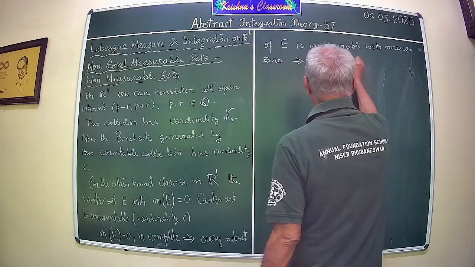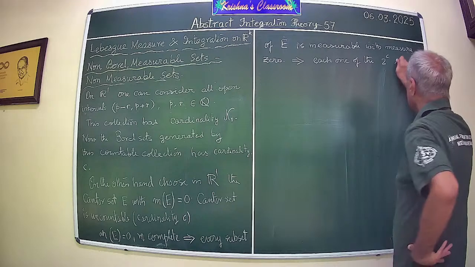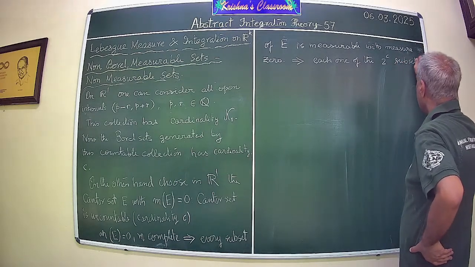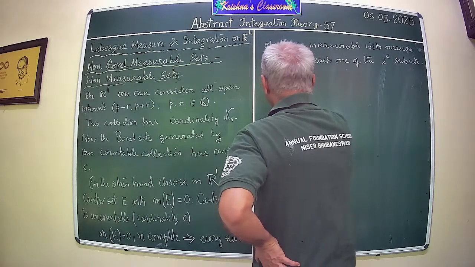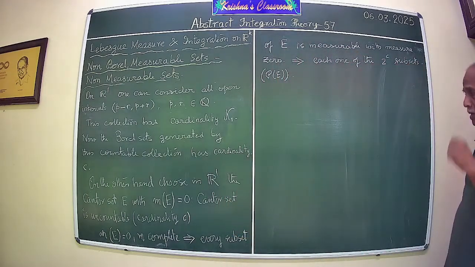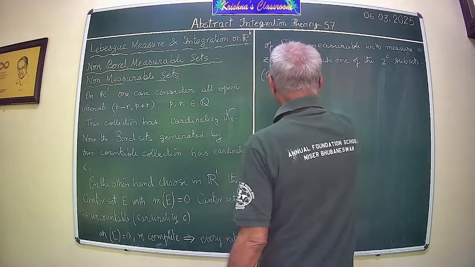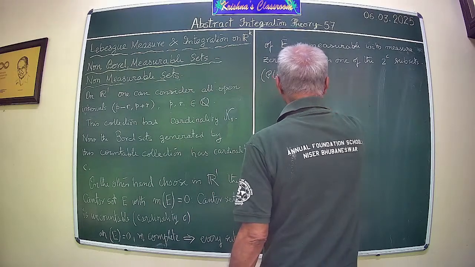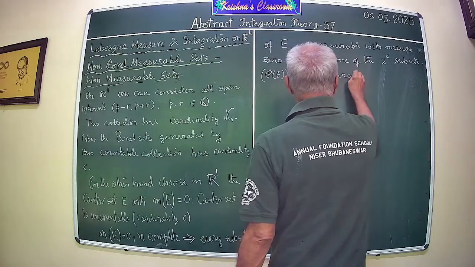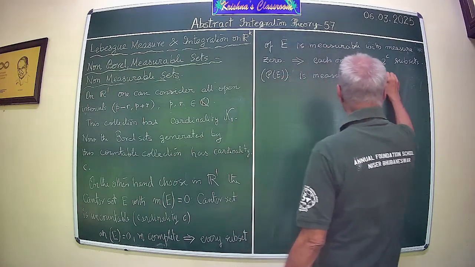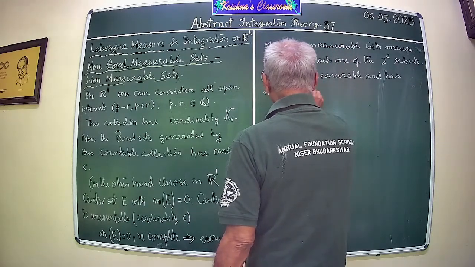Each one of the 2 to the power C, this is actually P, that is the power set of E. Each set S is measurable. Measure 0.